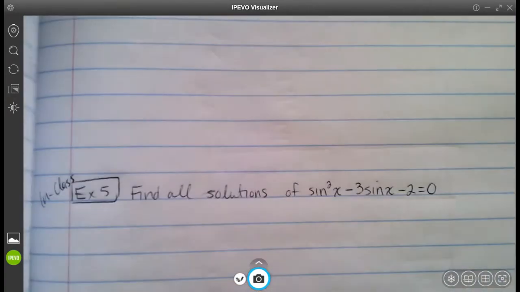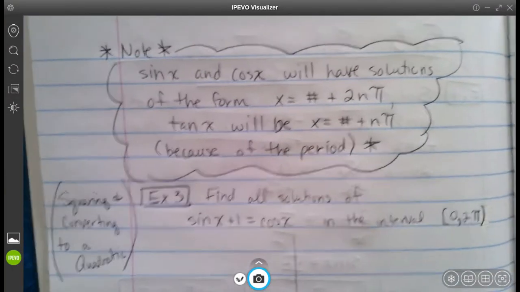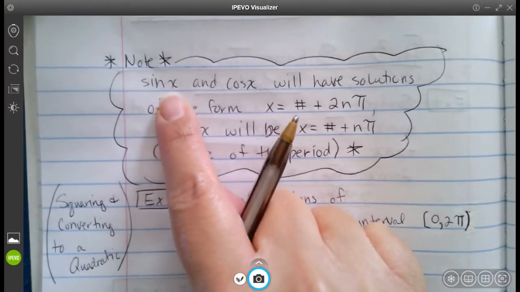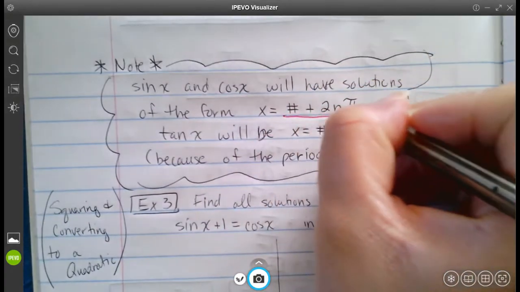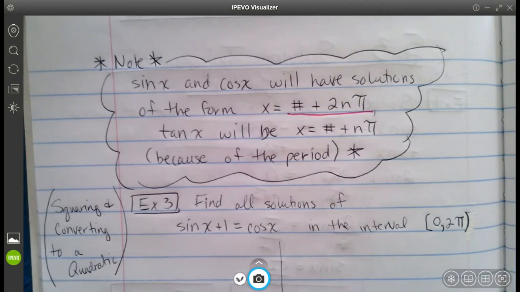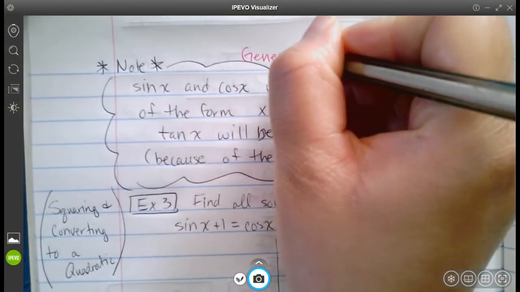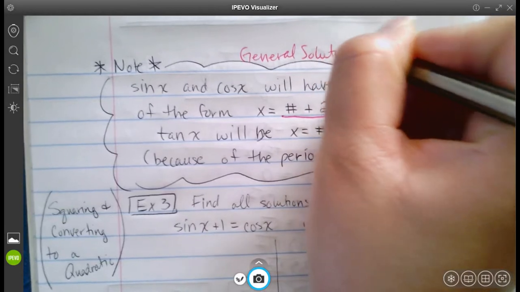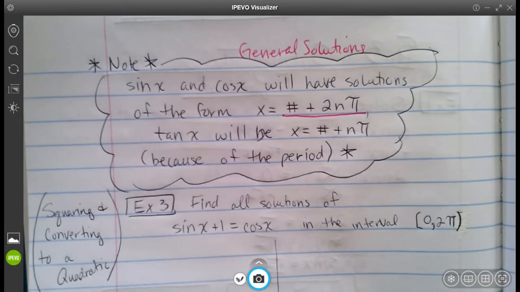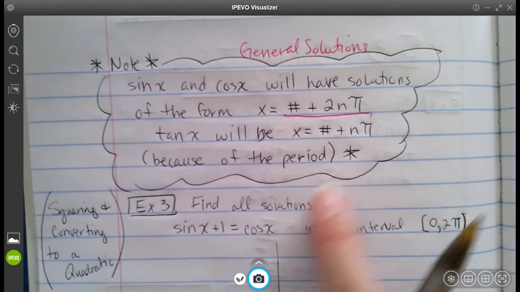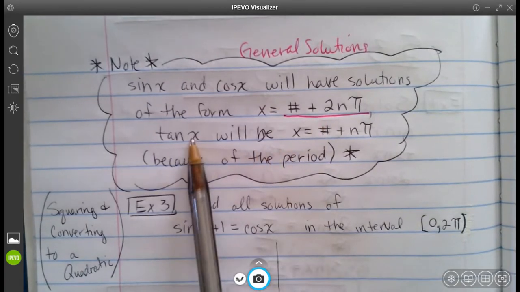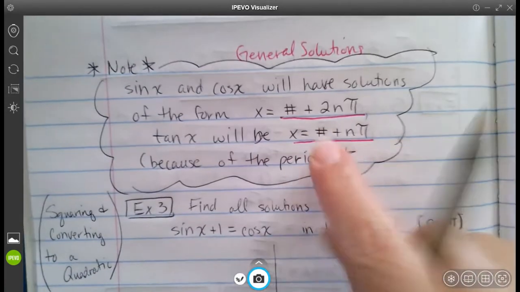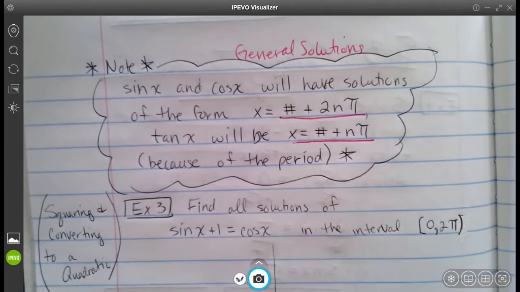The next one's going to be the longest set of notes. It shouldn't take too long, but let's get through it. Before we do that, example 3, we do have a note here that I mentioned. Sine and cosine are going to have solutions of the form x equals some number plus 2n pi if we're looking for a general solution. This is for general solutions because sometimes they will ask you in a specific range only, like you're going to see in this one. If they say just, what's the solution, and there's no interval, then this is the form you want to use. If you're looking at tangent, then we're looking at x equals the number plus n pi. And this is all because of the period.